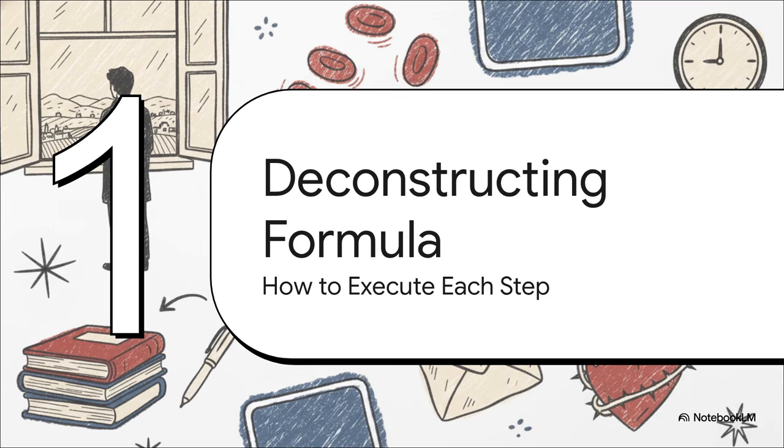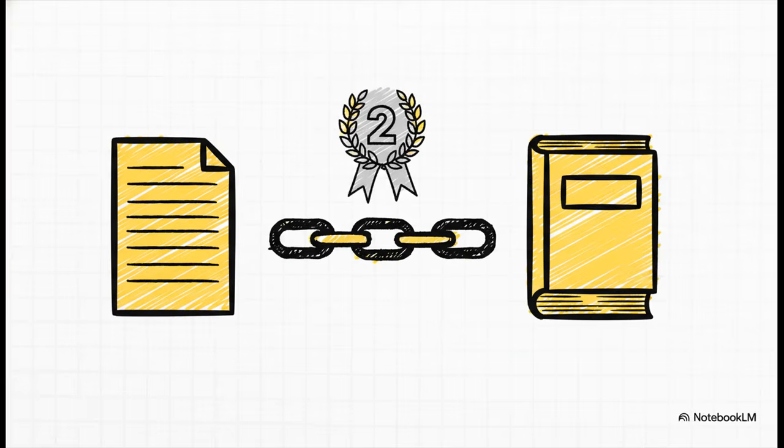Deconstructing the formula, how to execute each step. Okay, so commonality, extract, elsewhere. Sounds good, but what do those words actually mean? Let's break this whole thing down step by step so you know exactly what to do for each part to get it perfect. Okay, part 1, commonality.